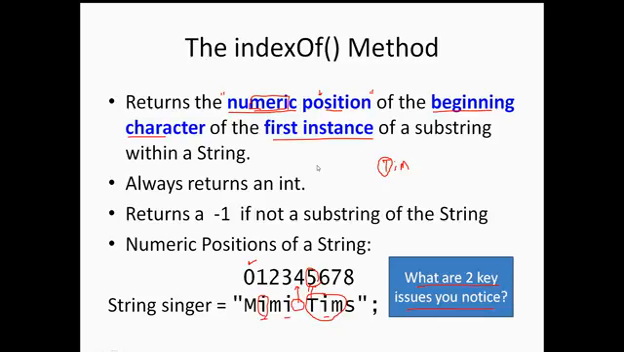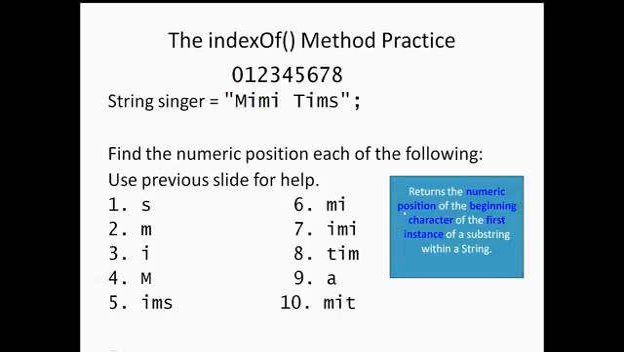The other thing that's important to notice is that looking for a capital letter is different from looking for a small letter. If it's looking for a small case m, it's going to find this m, not this M, because this is a capital. If you want it to find the capital, you have to ask it to look for the capital M, and it will find this. So those are the different things to consider. Now we go to the next slide. It would be good if you pause the video and try to answer this. Find the numeric position of each of these substrings and see how that goes.